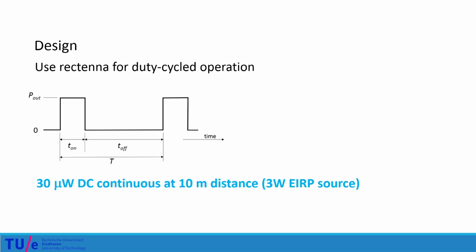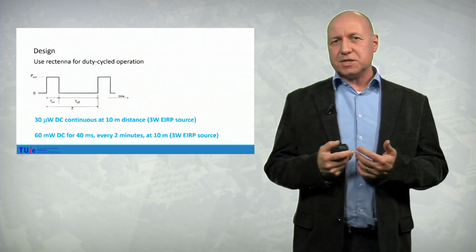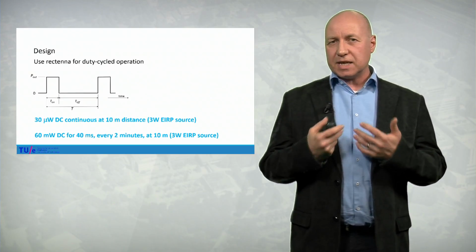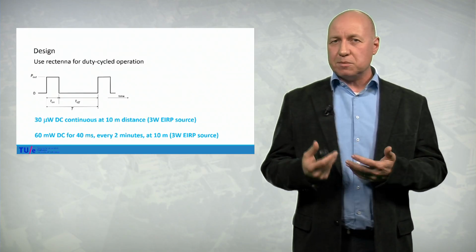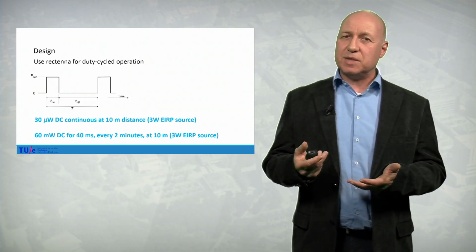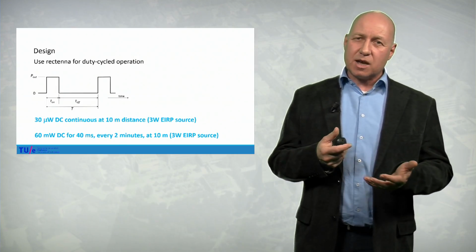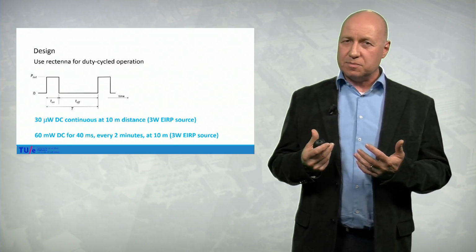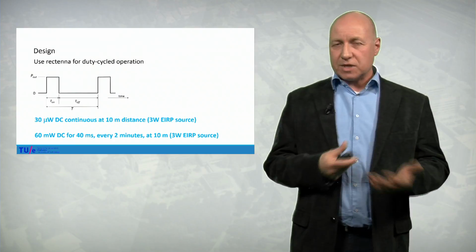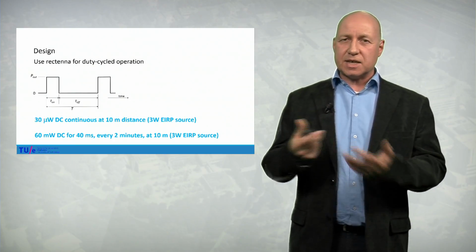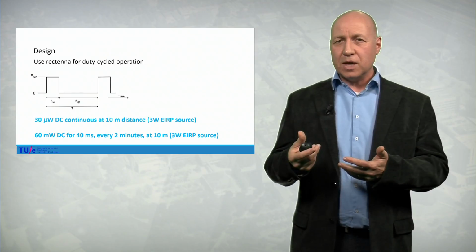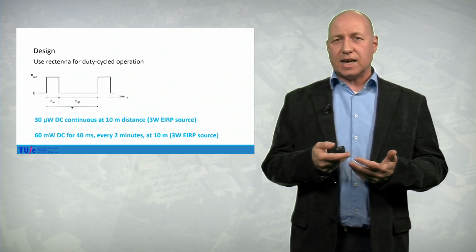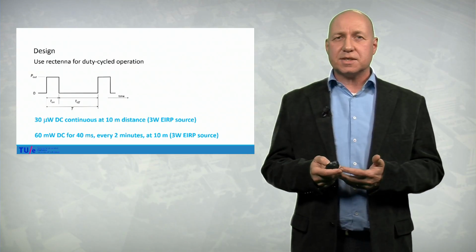So for the rectenna shown, we know that we can collect 30 microwatts DC continuously at a distance of 10 meters, provided we have a 3-watt source. But duty cycled, we can, for example, collect 60 milliwatts of DC power for 40 milliseconds every 2 minutes at the same distance. And this amount of power and the time is sufficient to wake up a radio, to perform a measurement, transmit the measurement results, do some handshaking to be sure that the data gets over, turn off the radio and start collecting energy again to do the same trick 2 minutes later.